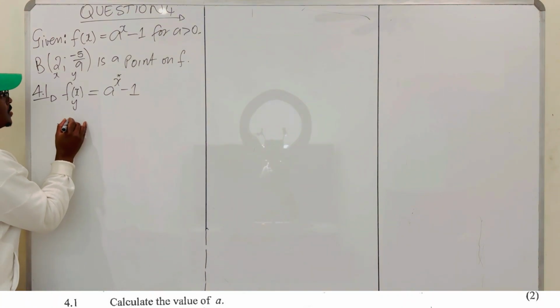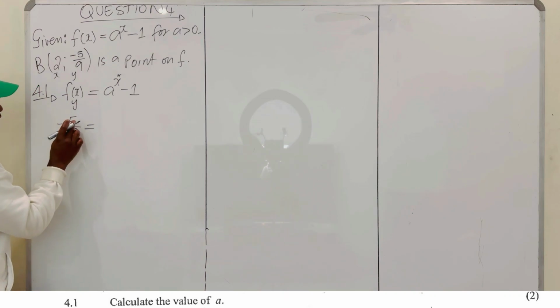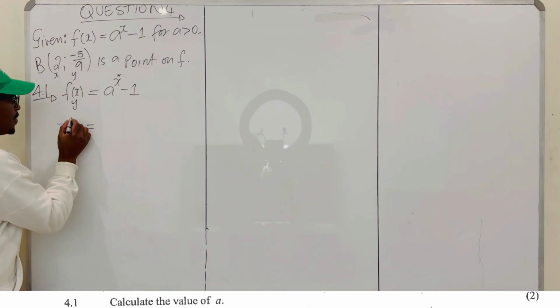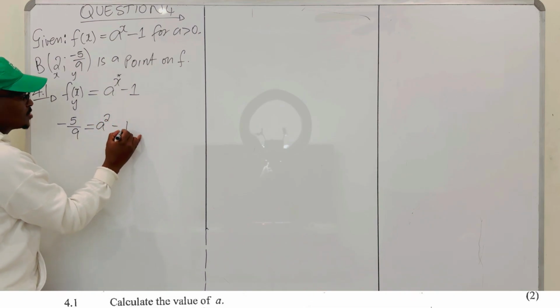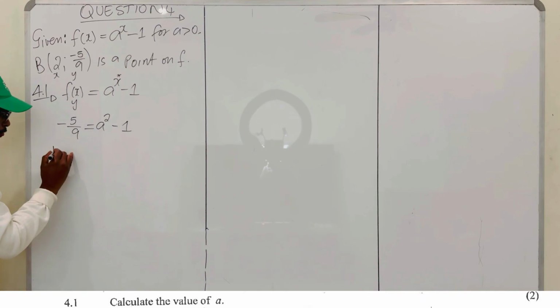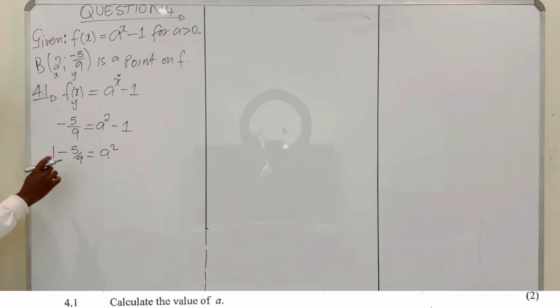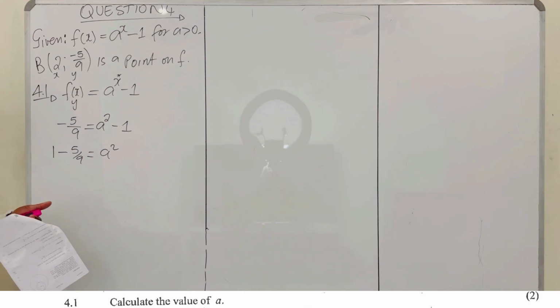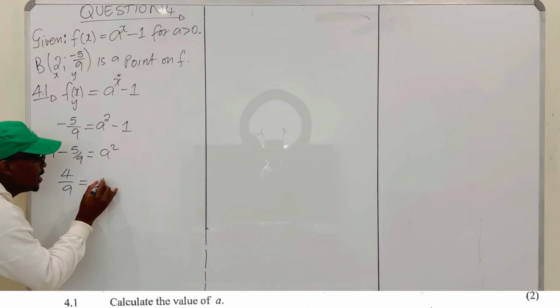So minus 5 over 9, this is where y is sitting, because that is your y value there. Minus 5 over 9 is equal to a raised to x, which is 2, minus 1. Then if you want to find the value of a, let's take this to the other side. So you will have 1 minus 5 over 9 is equal to a raised to 2. Put this in your calculator and see what you get. 1 minus 5 over 9 gives you 4 over 9, which is equal to a raised to 2.